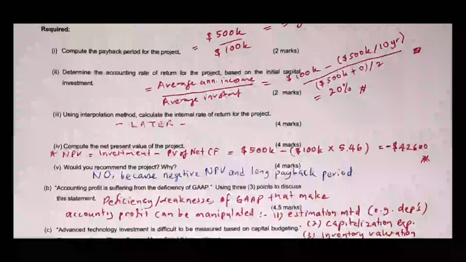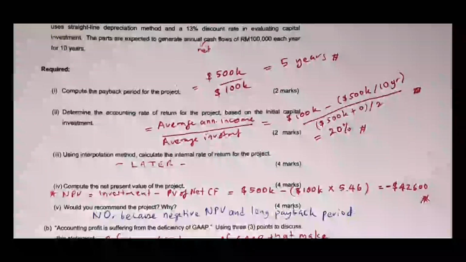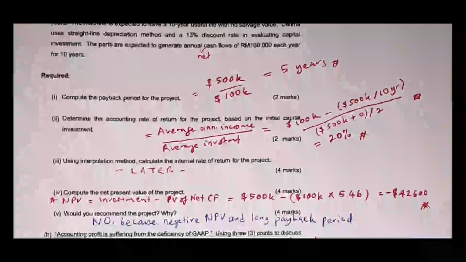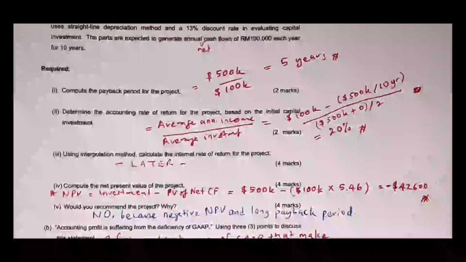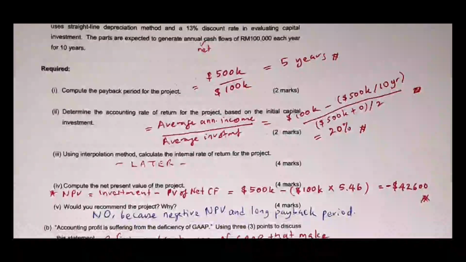See here, the investment in this question is $500,000, and then the present value of net cash flow is $100,000. That is the net cash flow times 5.46. Okay, 5.46 is the number that you can get from the present value annuity table.